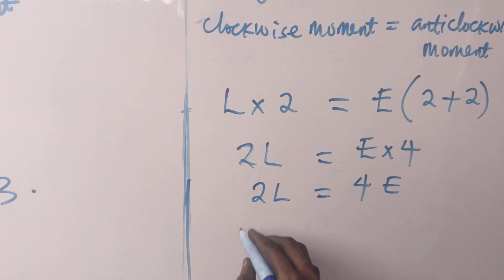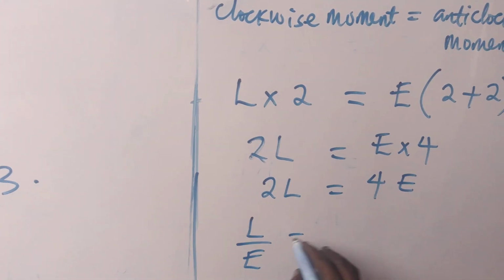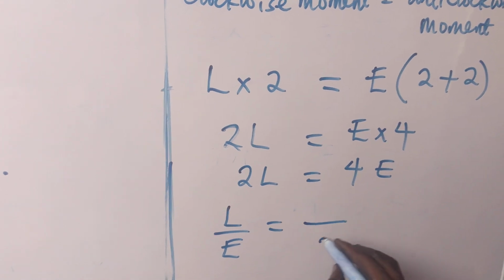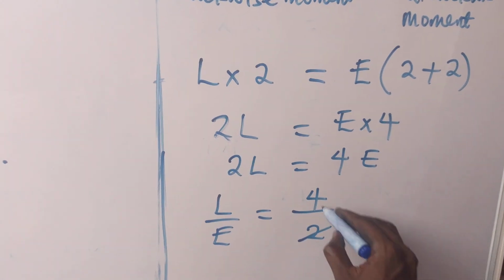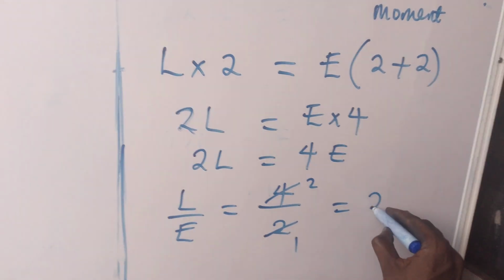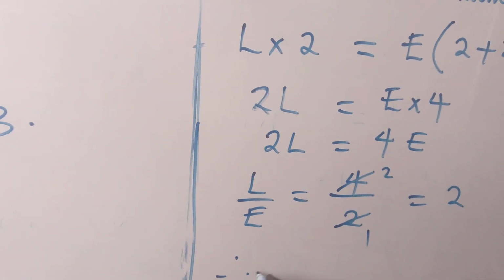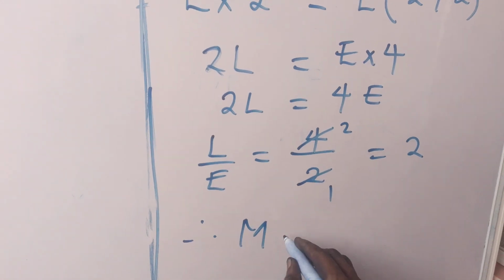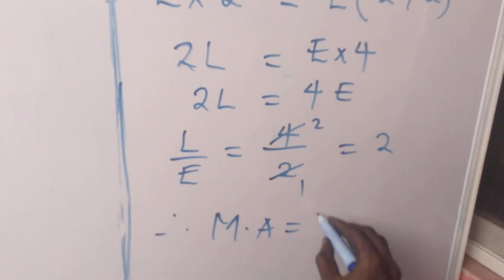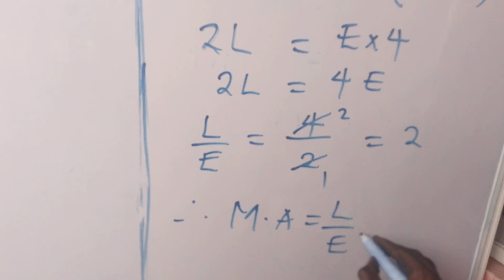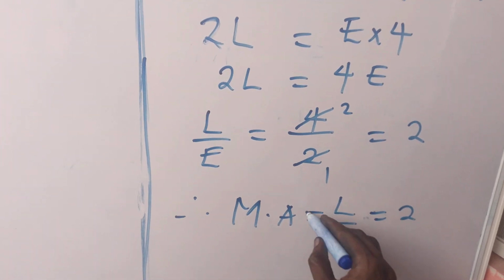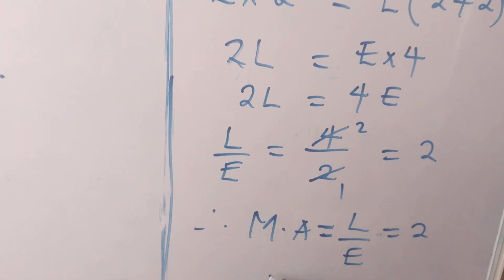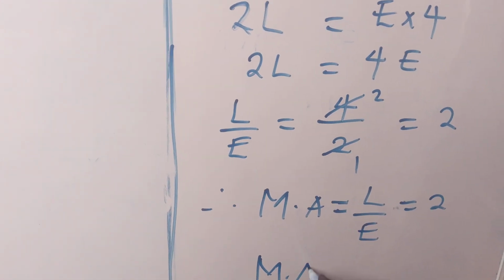So that means that L over E will be equals to 4 over 2, which is 2. So therefore, my mechanical advantage, which is equals to load over effort, is equals to 2. In this case, my mechanical advantage is 2.